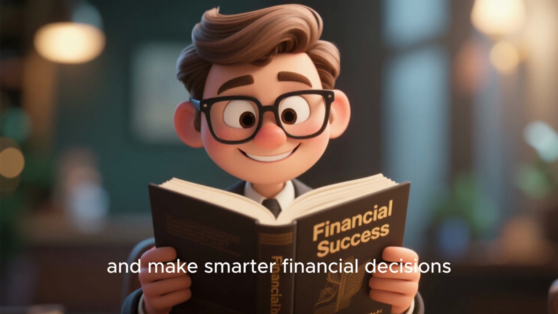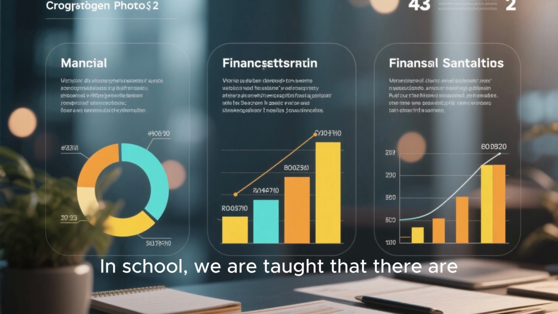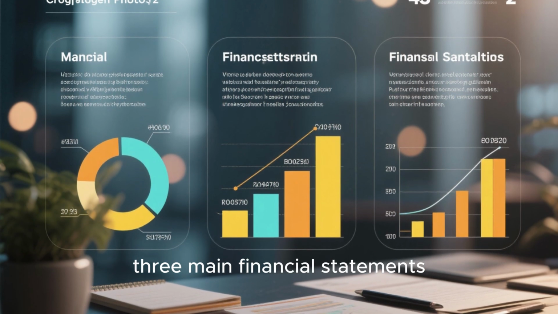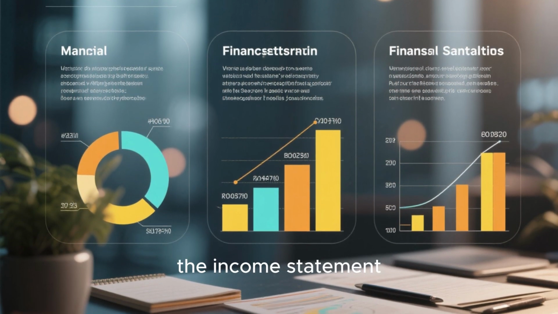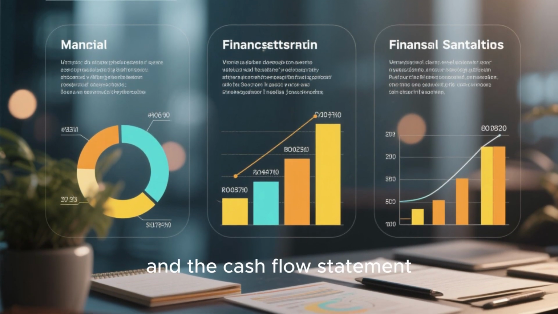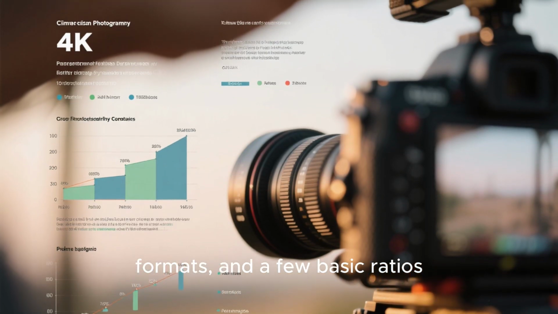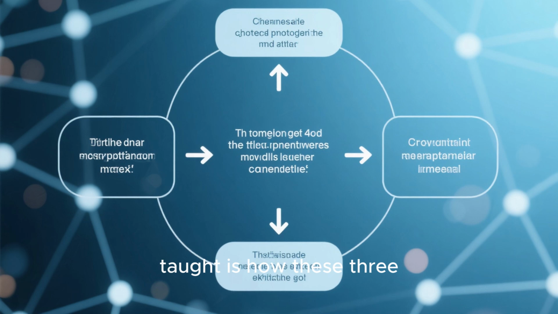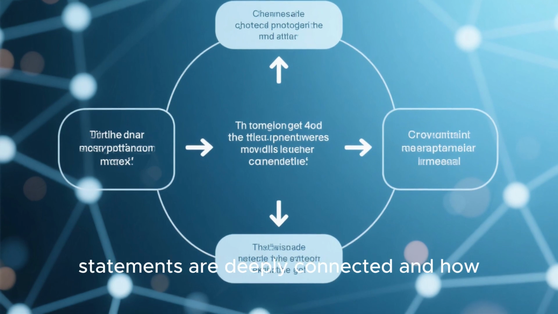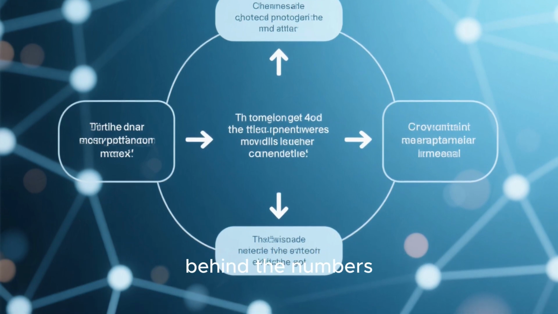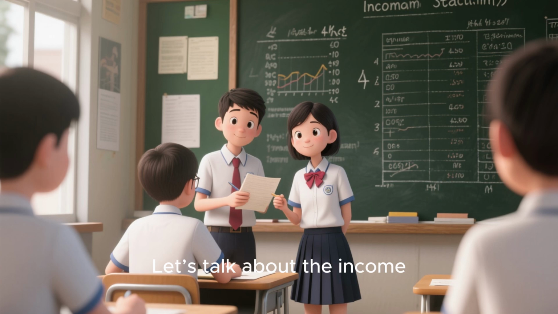If you know how to read that story correctly, you can avoid bad investments, run a healthier business, and make smarter financial decisions. In school, we are taught that there are three main financial statements: the income statement, the balance sheet, and the cash flow statement. We learn their definitions, formats, and a few basic ratios. But what we are not taught is how these three statements are deeply connected and how they reveal the reality behind the numbers.